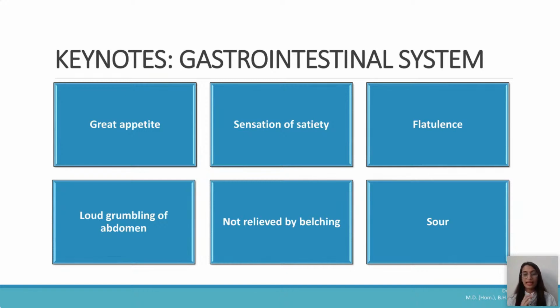Sourness is present of the entire gastrointestinal tract. There are sour eructations, there is heartburn, there is a sour taste in the mouth. So the entire gastrointestinal tract is sour.